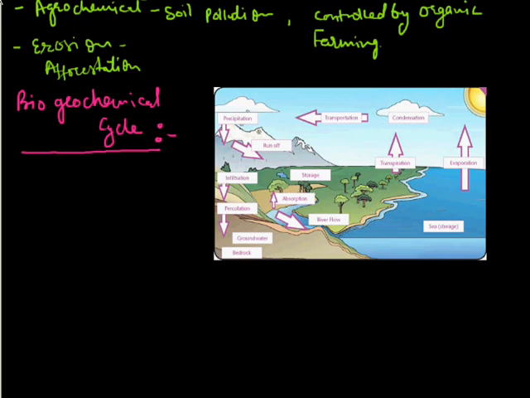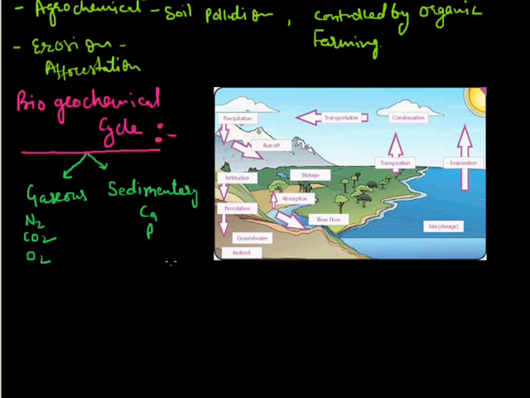Biogeochemical cycles can be divided into two parts. First, we call it the gaseous cycle. Gaseous cycle means the cycle in which gases are recycled in nature. For example, nitrogen, carbon dioxide and oxygen are recycled through this process. Another important type we call sedimentary cycles. Sedimentary cycles are the processes through which substances, chemicals and minerals like calcium and phosphorus are recycled in nature.